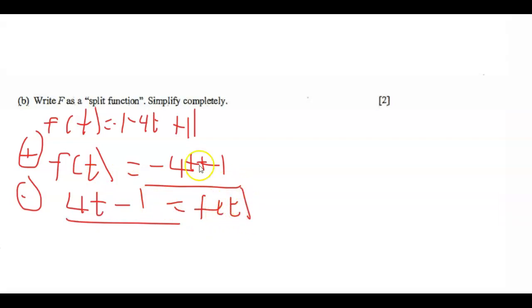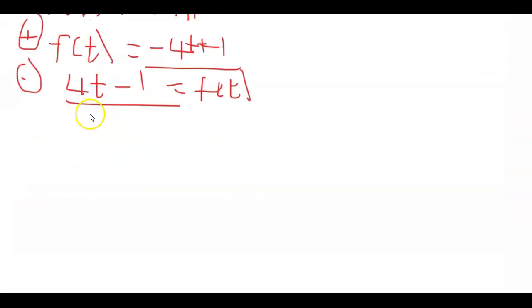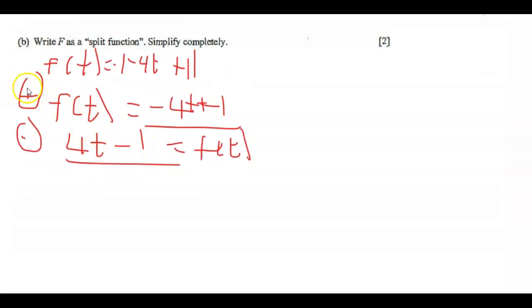Now, I want you to think about this very carefully. This over here is a positive answer. What is a positive answer? It's when x is greater than or equal to 0. And what is a negative answer? When x is less than 0. Now, I want you to look at this carefully and match something. Minus 4t plus 1, will it be a negative straight line or positive straight line? It'll be negative, right?